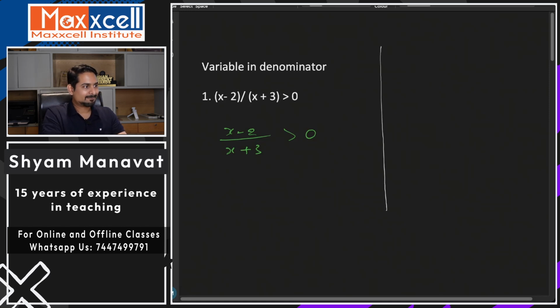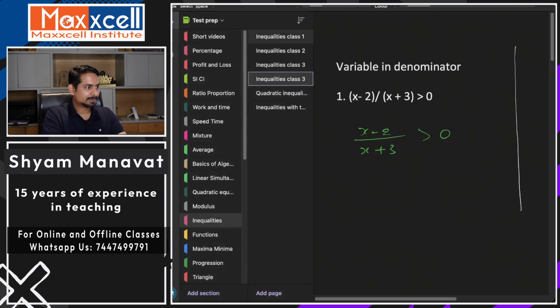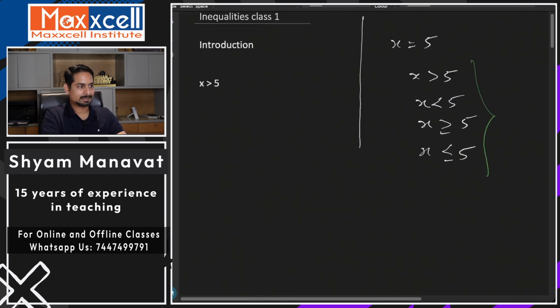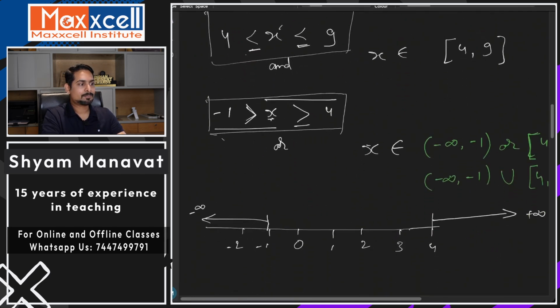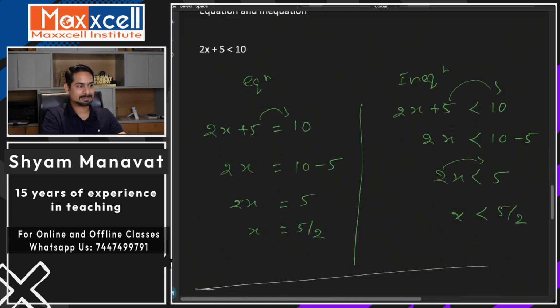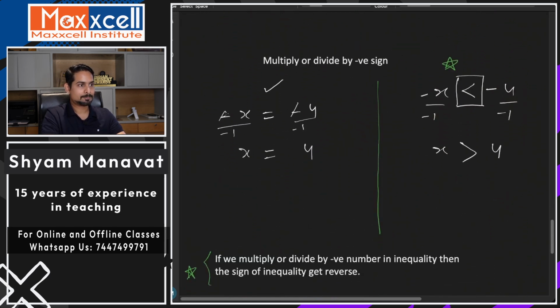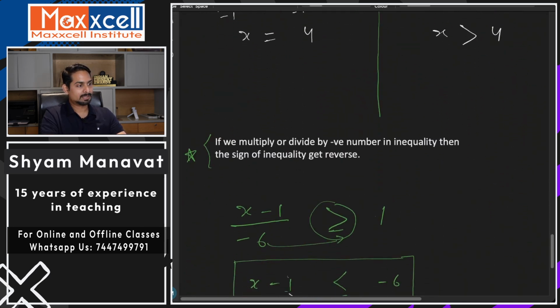Do you remember we have discussed in the first lecture of inequalities that if you multiply by negative number, the sign of inequality changes. If you multiply by negative number, the sign of inequality changes.